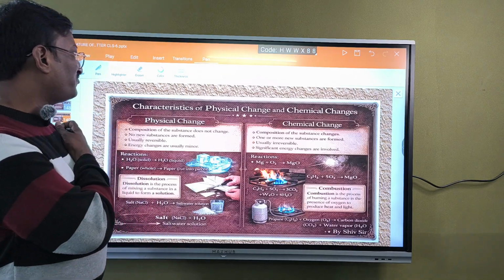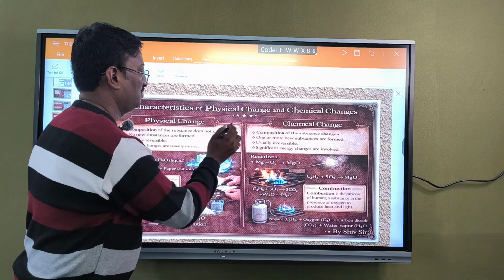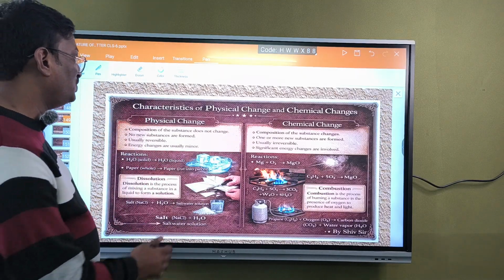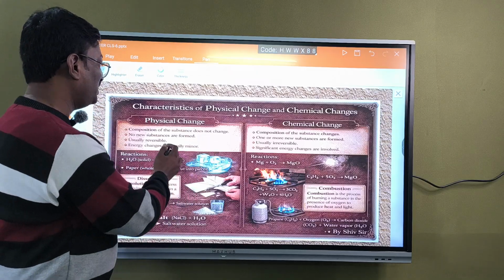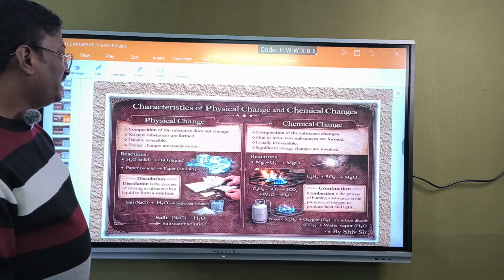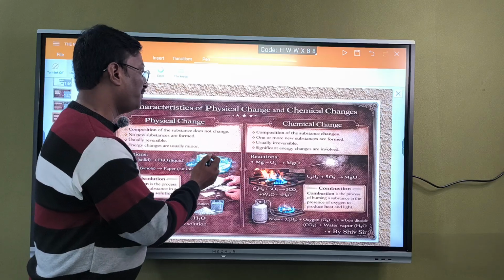Next, in a physical change, the composition of a substance does not change. The material will be the same. No new substance is formed. It is usually reversible. Energy changes are usually minor.